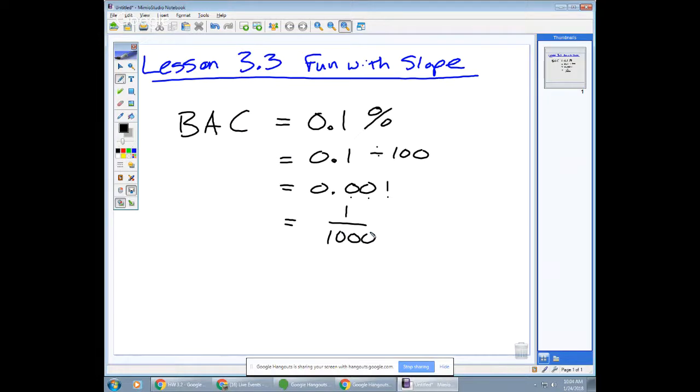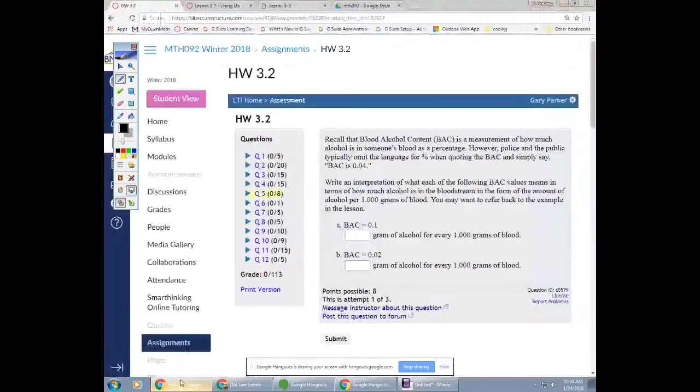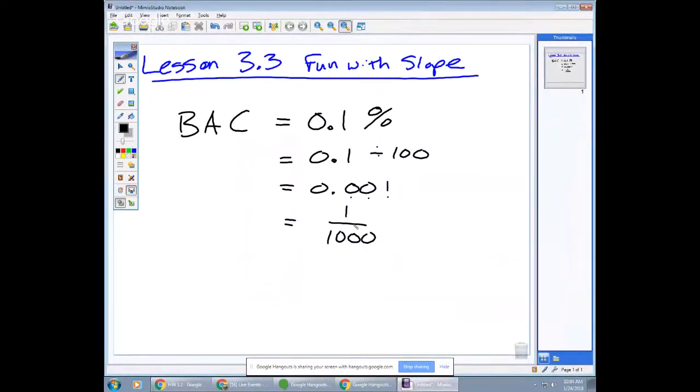And this question asked, I think specifically, out of 1,000 grams of blood, how many grams of alcohol would this BAC represent? So just converting that, we got the answer right away. The answer for that one would be 1 gram of alcohol for every 1,000 grams of blood.